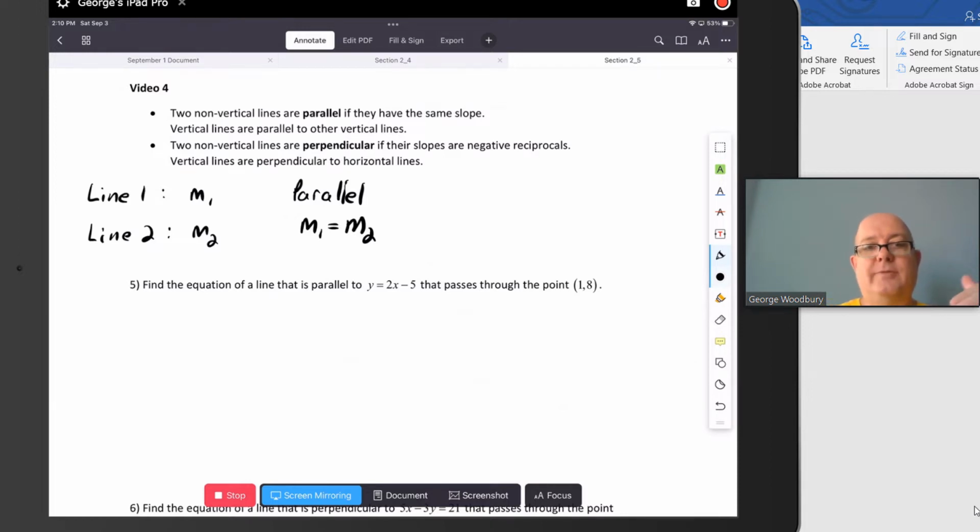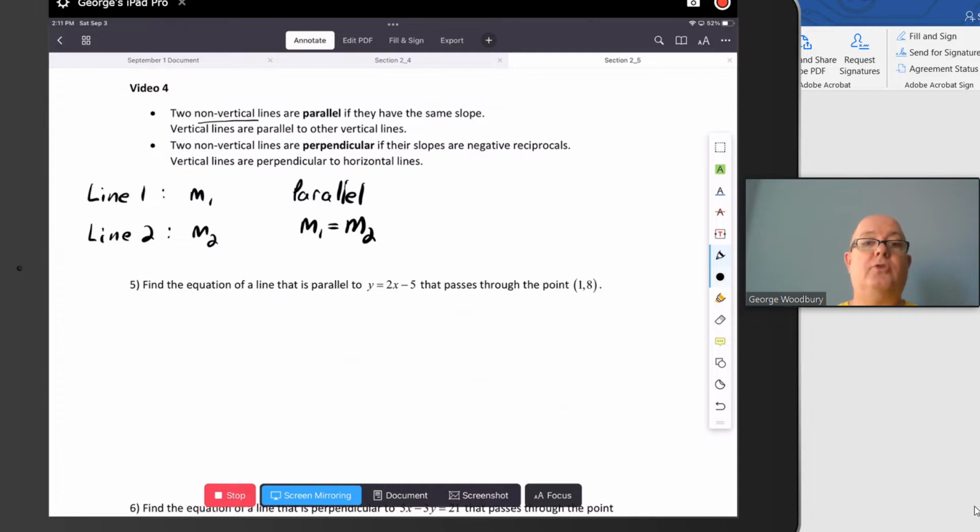Notice that it says non-vertical lines. When we talk about vertical lines, their slope is undefined, so we can't talk about them having the same slope. But vertical lines are indeed parallel to other vertical lines. Horizontal lines would be parallel to horizontal lines. They have the same slope. Their slope is 0.